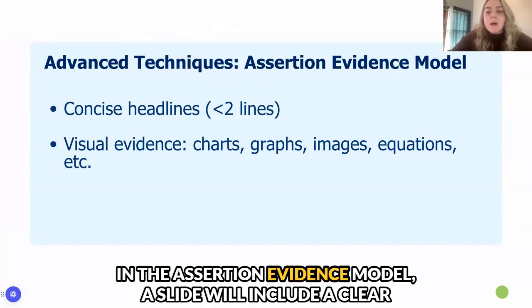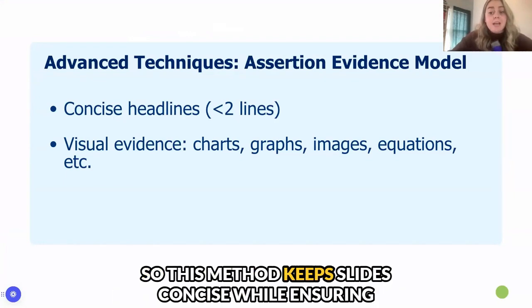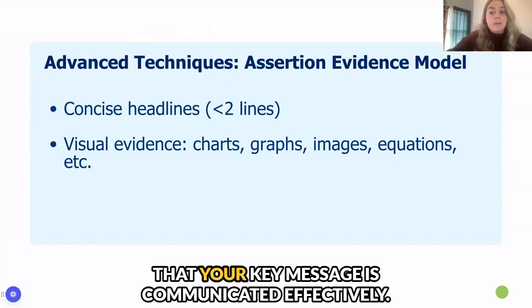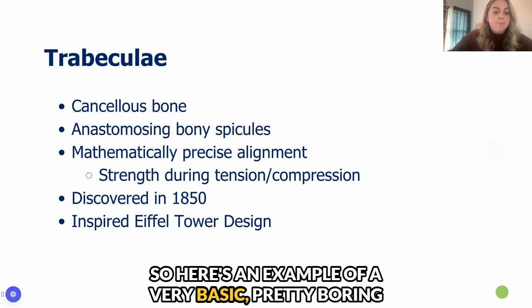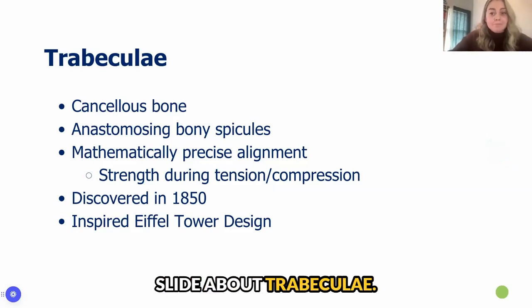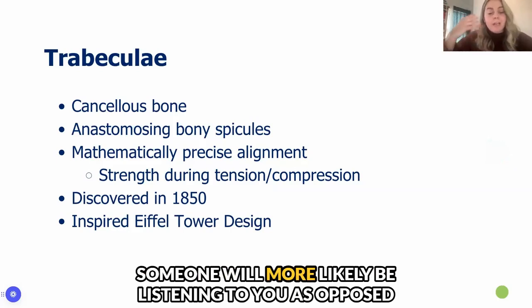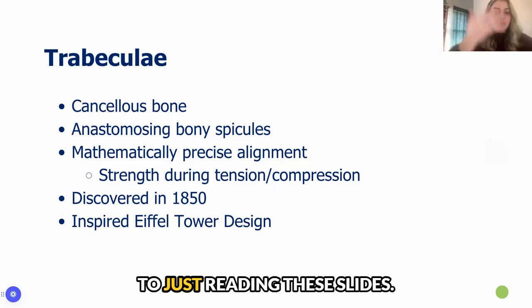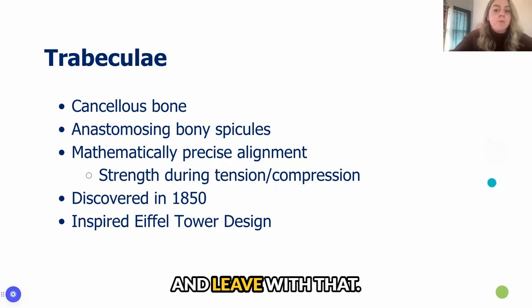In the assertion evidence model, a slide will include a clear takeaway message at the top, followed by supporting visuals. So this method keeps slides concise while ensuring that your key message is communicated effectively. So here's an example of a very basic, pretty boring slide about trabeculae with some bullet points. There's a title, very easy. Someone will more likely be listening to you as opposed to just reading these slide bullets, and hopefully get the takeaway message and leave with that.